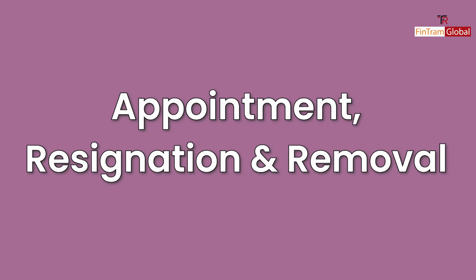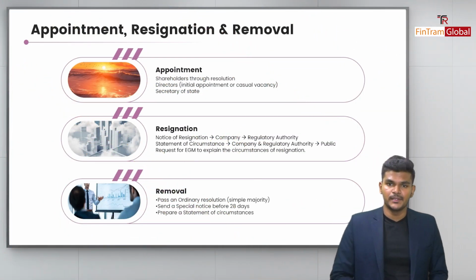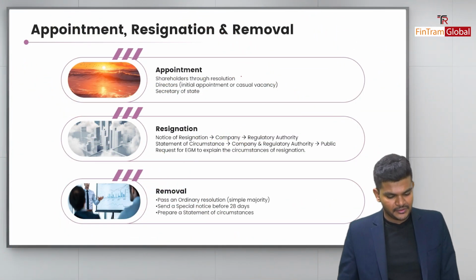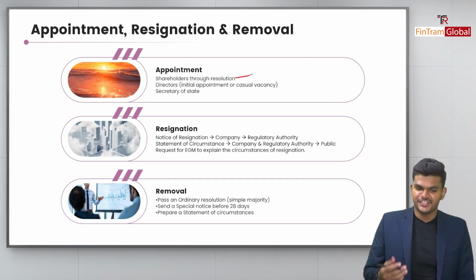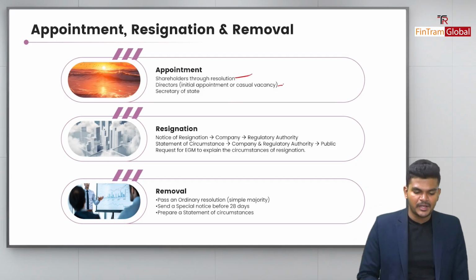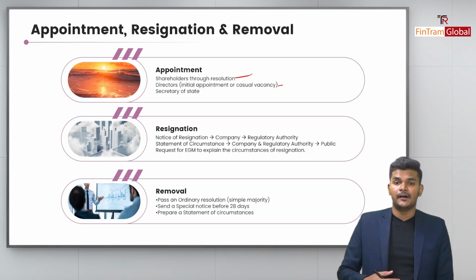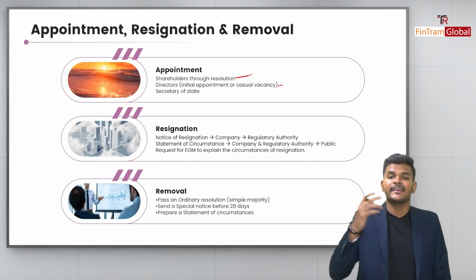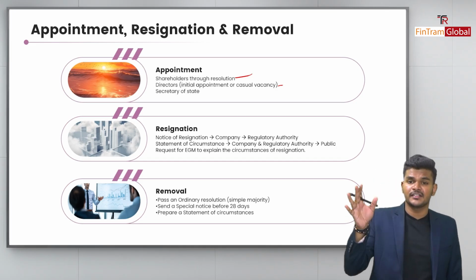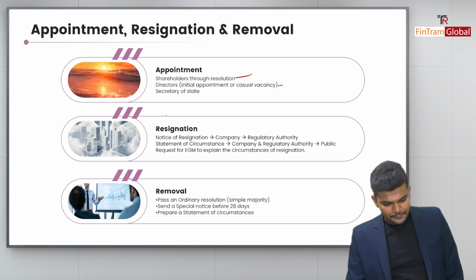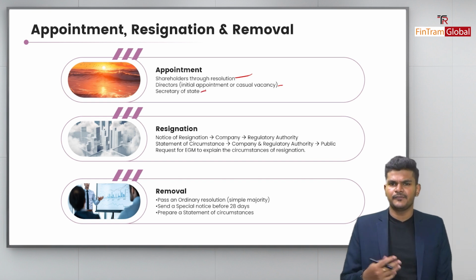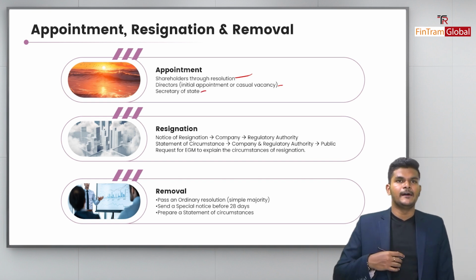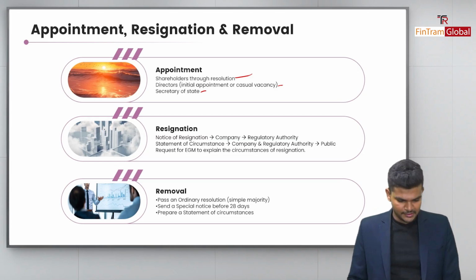And what else, guys? Appointment, resignation, and removal. How is the auditor appointed? They're appointed by an ordinary resolution by the shareholders. The directors can also appoint them, however, only if it's the first set of auditors, or if it's to fill a casual vacancy. But the final decision still remains with the shareholders. And of course, the Secretary of State. Okay, folks, especially for public companies and stuff like that, the Secretary of State can assign the auditors as well.